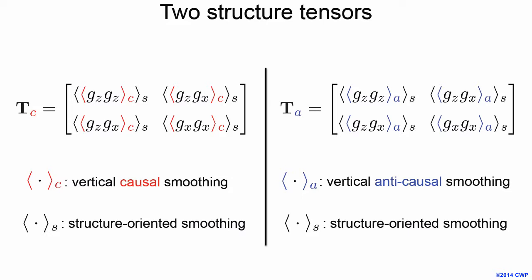And here the structure tensor TA is computed by first applying a vertical anti-causal smoothing filter to each component and then applying a structure-oriented smoothing filter to each component. So now let me use this image F to explain how to compute these two different structure tensors, TC and TA.